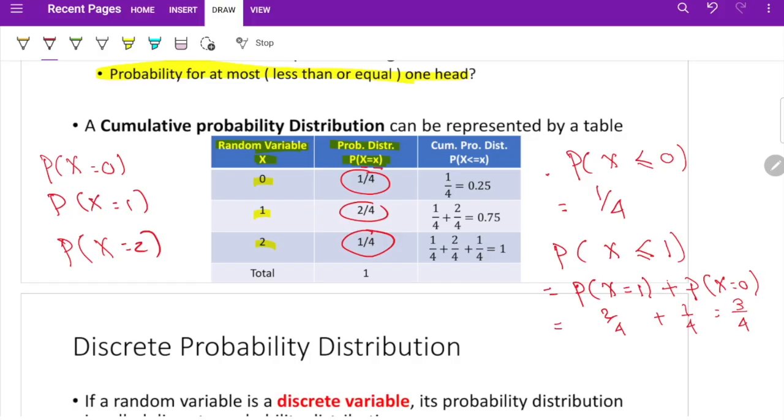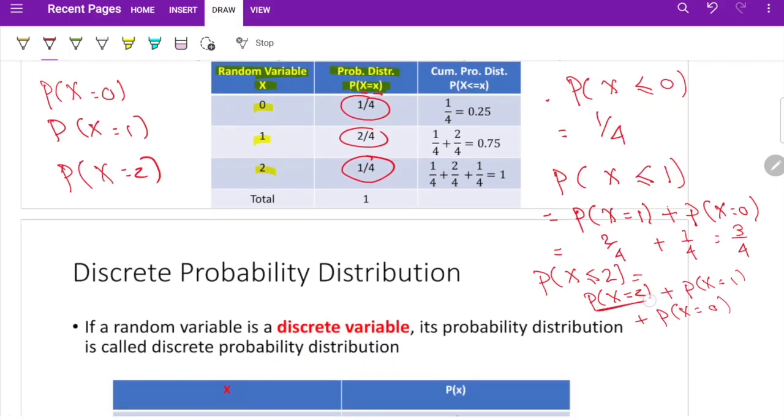The last one is, what is the probability of getting at most 2 heads, or less than or equal to 2 heads? The most number of heads we're going to get is 2, so the answer is going to be 1, automatically 1. Because what does this mean? This means that we are looking for the number of heads. It could be 2, or 1, or 0.